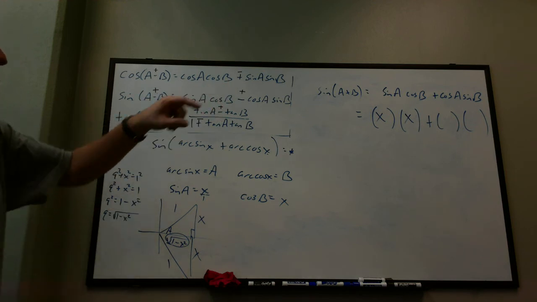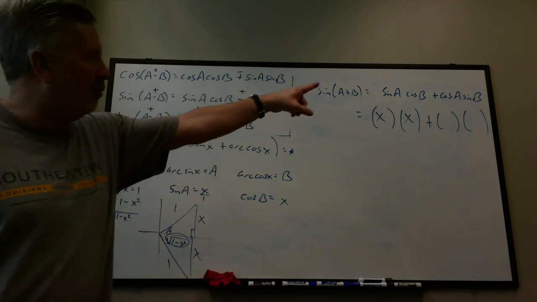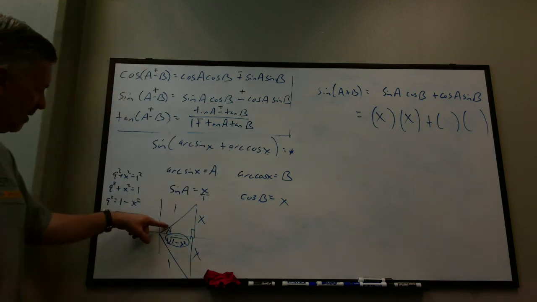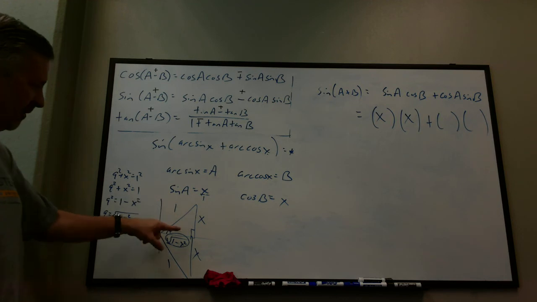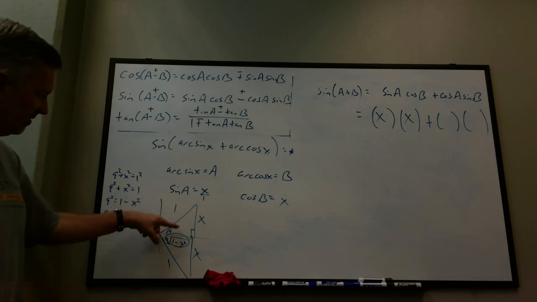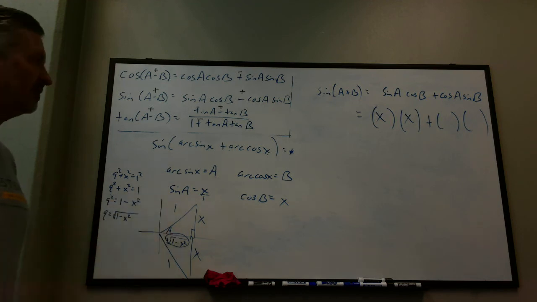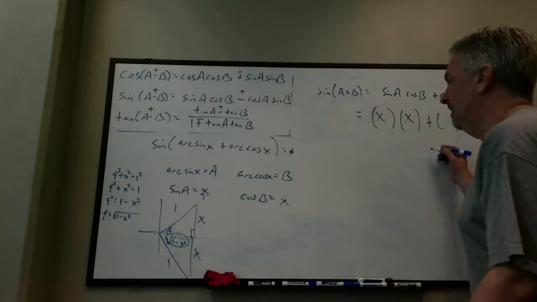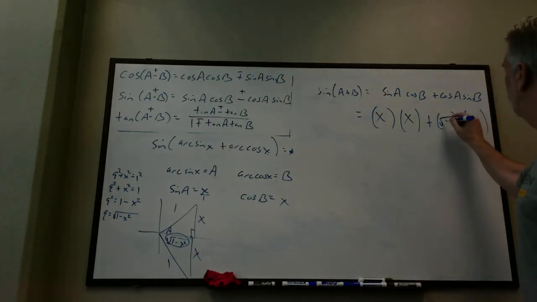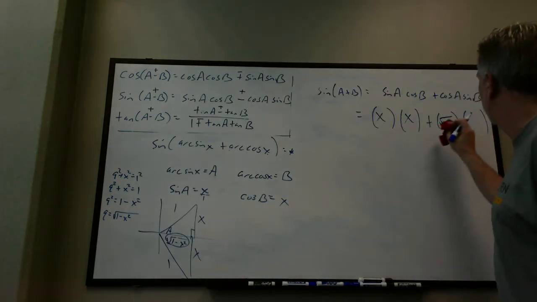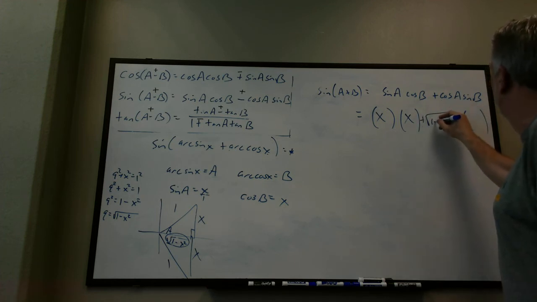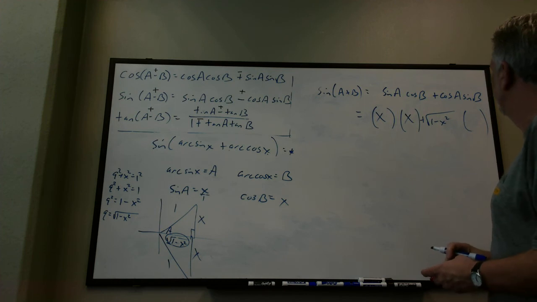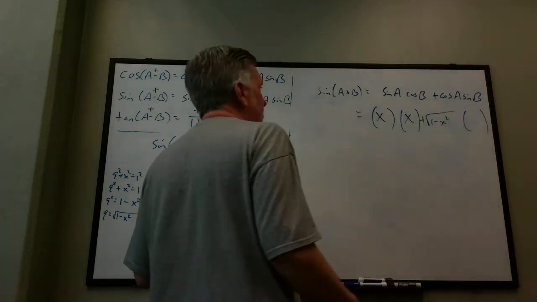So if I go back over to my blanks here, I need the cosine of A. Well, what's the cosine? It's this side over the hypotenuse, whether I'm in the first or the fourth. Adjacent over hypotenuse. So the cosine of A is the square root of 1 minus x squared. Okay, so that's cosine. Now we need to do the same thing with B.